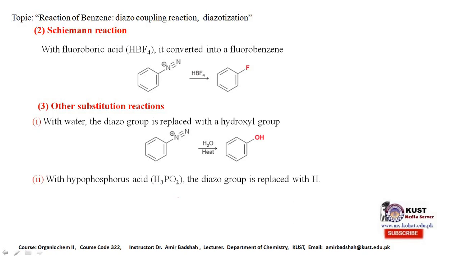Similarly, if you want to replace this by hydrogen, then the diazonium salt is treated with hypophosphorous acid. This is hypophosphorous acid. When the diazonium salt is treated with hypophosphorous acid, then the diazonium group is replaced with hydrogen, as shown here. This is a diazonium salt. When it is treated with hypophosphorous acid, then this whole group is replaced by hydrogen and we get benzene again.